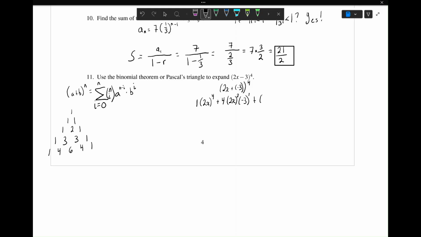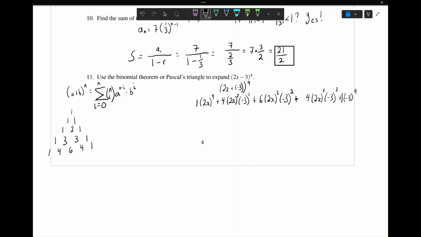And now I will steadily bring down the powers on 2x and increase the powers on the negative 3 by 1. I'm using that 1, 4, 6, 4, 1 to get what we call the binomial coefficient, the number that just comes from what we do when we multiply this out. And so I'm going to add 4 times 2x to the first power times negative 3 to the third plus negative 3 to the fourth power. I guess I should have a 1 out there for the binomial coefficient of 1.